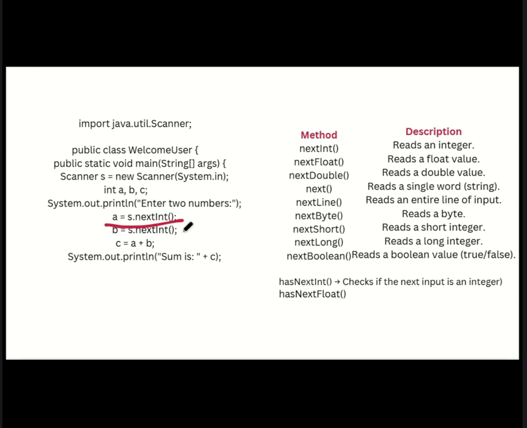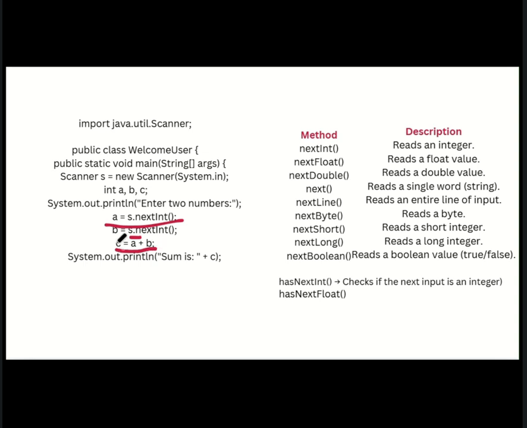Since we want to read integers, we will use the nextInt method. This will read an integer number from the keyboard. Make sure to enter only integer values. This method returns an integer value, which is stored in A. Similarly, I will read the next number also. That will get stored in B. Then I'll add both the numbers and take the output in C. And finally, we're going to display this result.